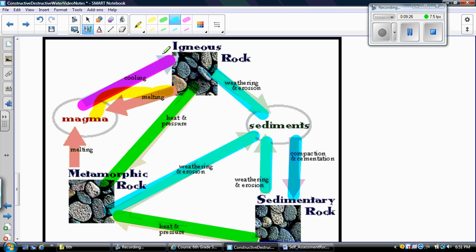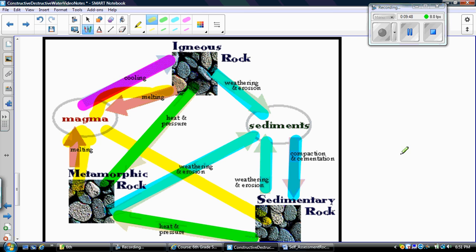Oh, and I forgot one more thing. A metamorphic rock can turn into magma and melt and then go back to an igneous rock. For sedimentary rock, there isn't an arrow here, but it can also melt and turn into magma and then turn back into an igneous rock when magma cools and hardens. So this is called the rock cycle.